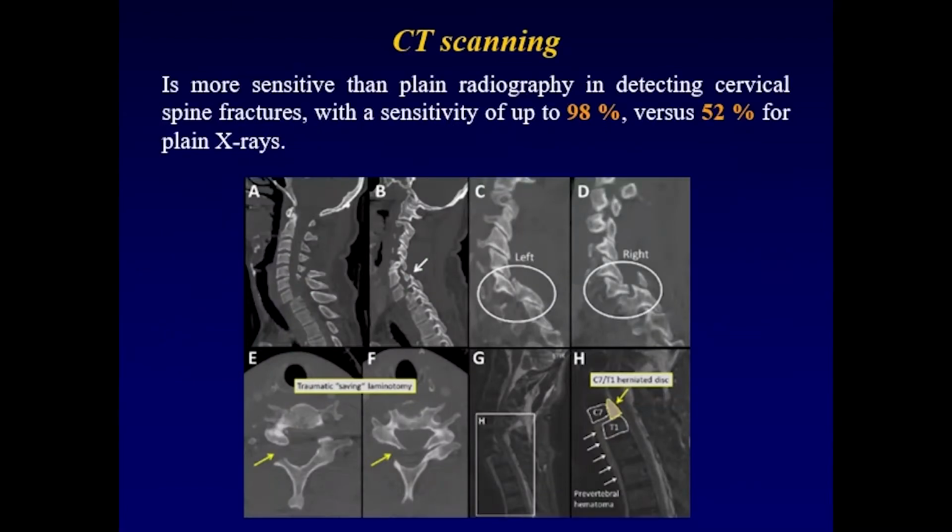CT scanning is becoming the gold standard for the diagnosis of cervical spine injuries because it is more sensitive than plain X-rays in their detection, with a sensitivity of up to 98% versus 52% for plain X-rays.